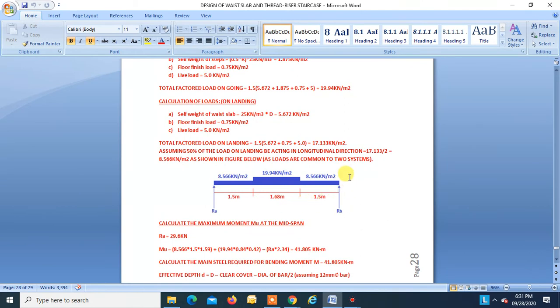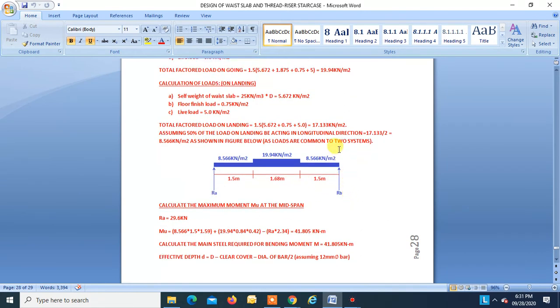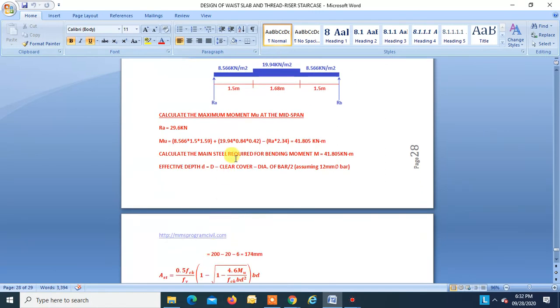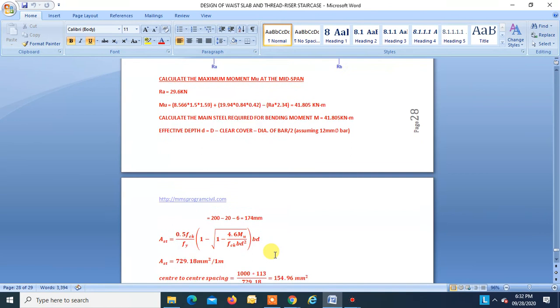So this is our flight section. The loading is symmetrical, and so RA will be equal to RB. RA is found to be 29.6, and the maximum bending moment at the mid span is found to be 41.805. So calculate effective depth d. Okay, capital D, that's 200 minus clear cover 20. We are using 12 mm dia bar, so 6. So effective depth d is 174.